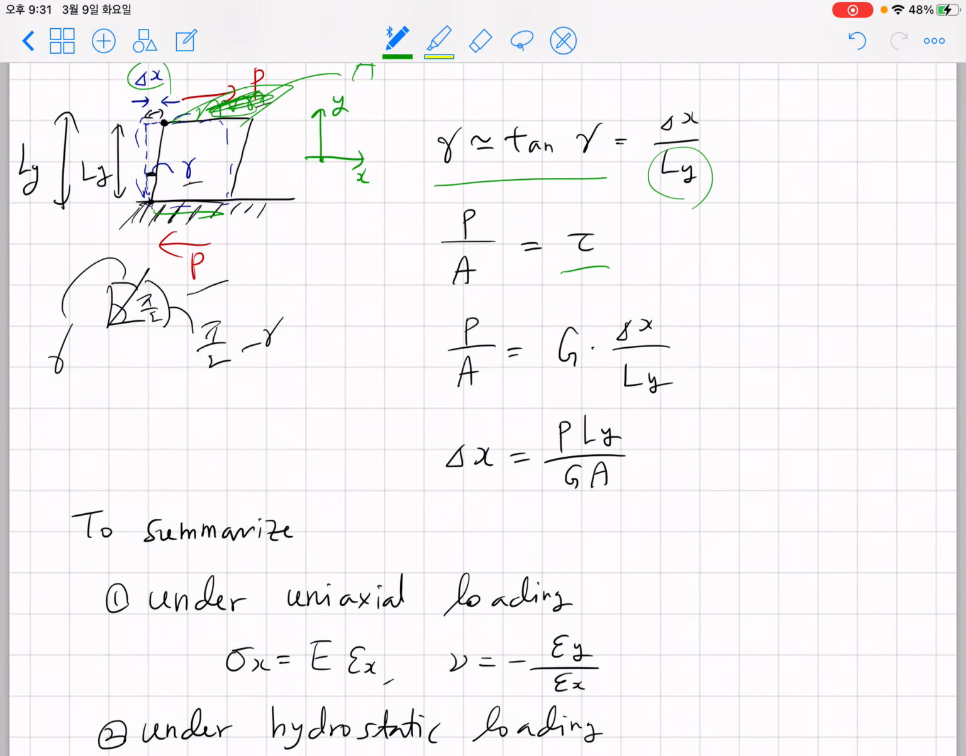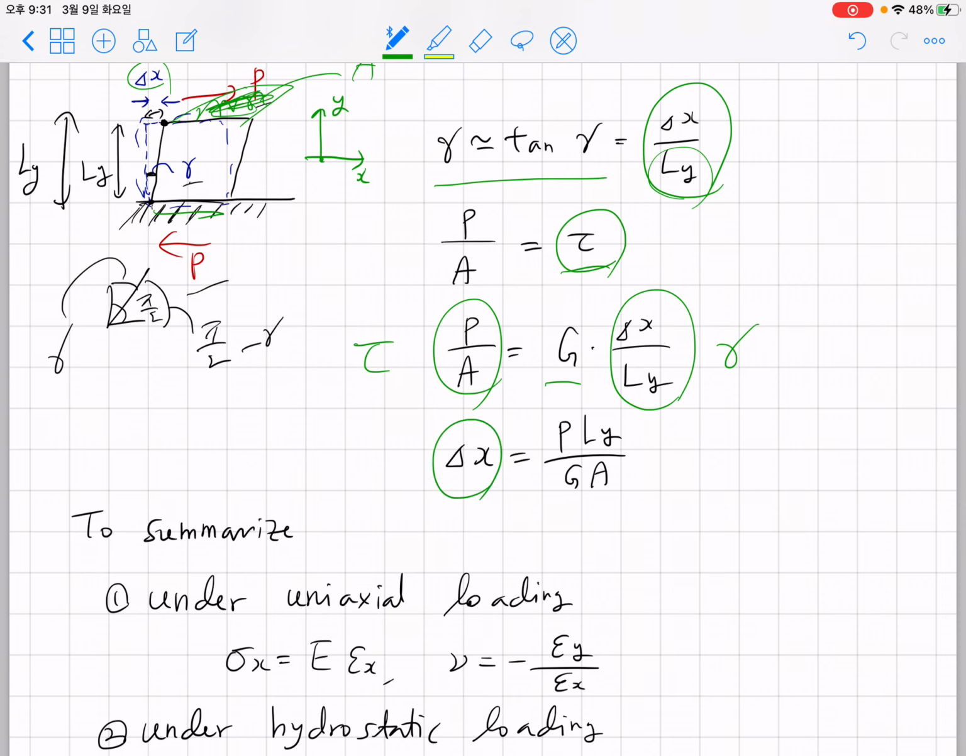If you make a relationship between tau and gamma, the relation is connected through the shear modulus G. Using this relationship, you can obtain how much the top plate is displaced using the formula delta x equals force P times length along the y direction Ly, divided by shear modulus G and top area A. Okay, top surface area A.